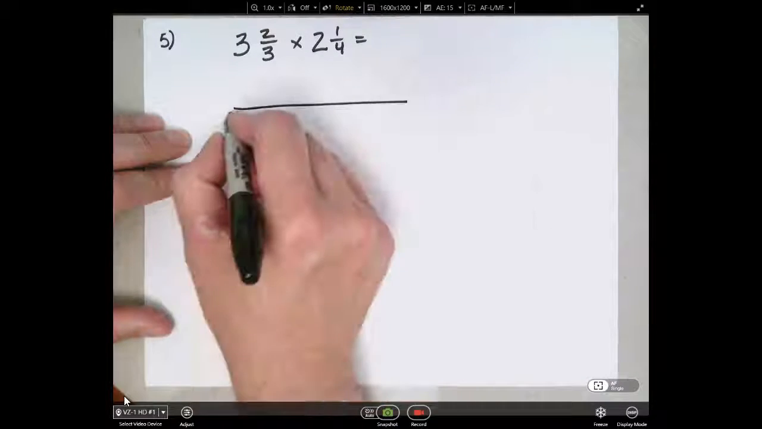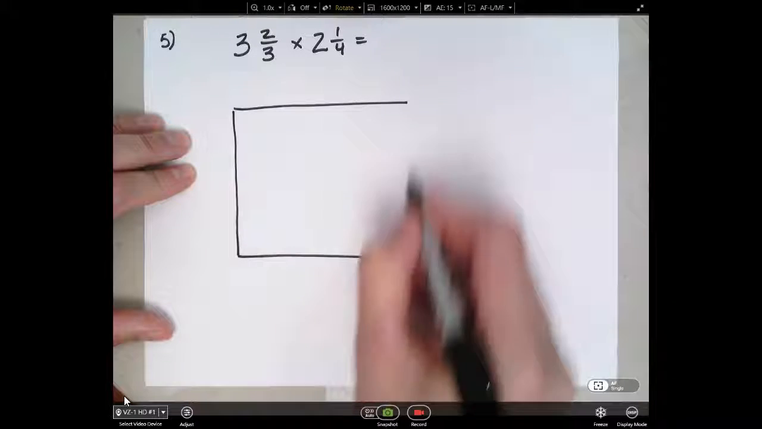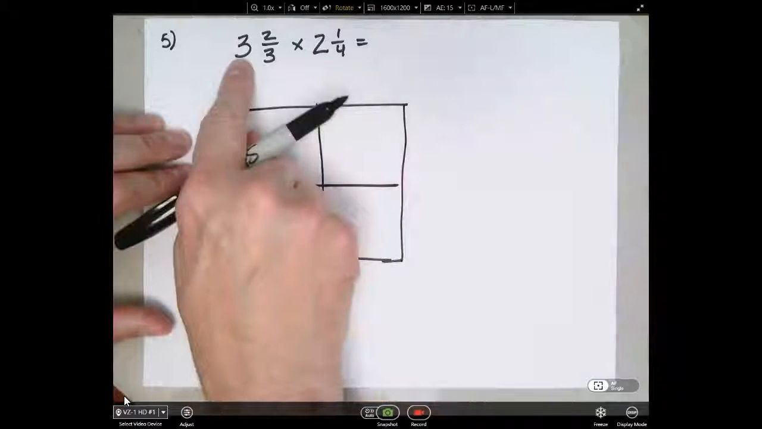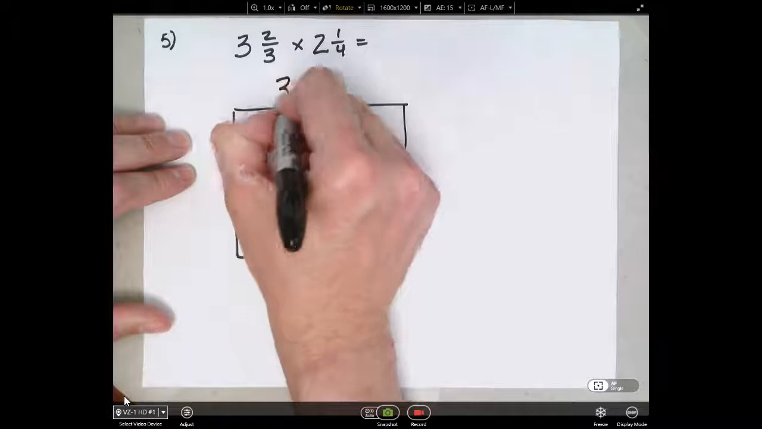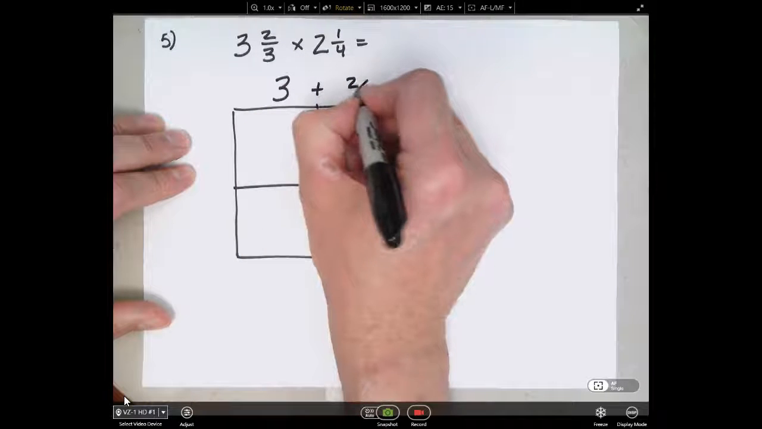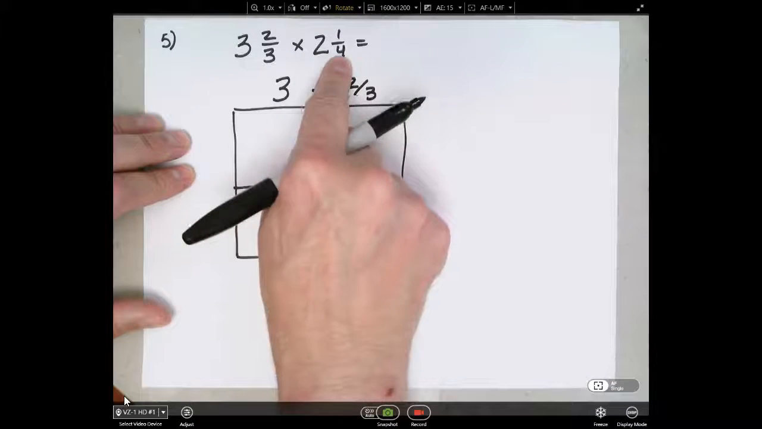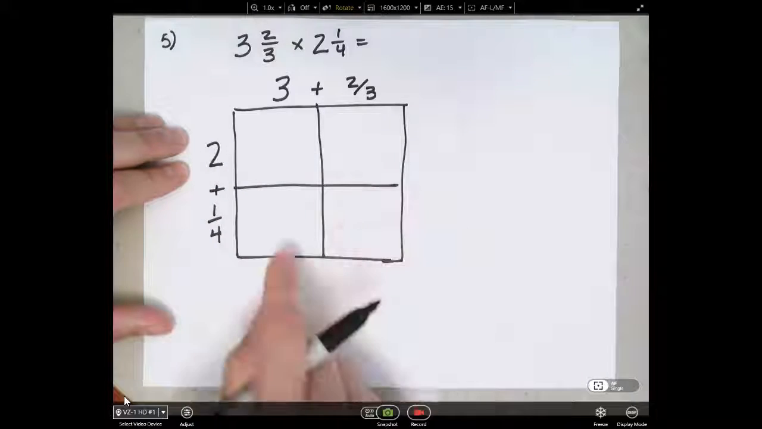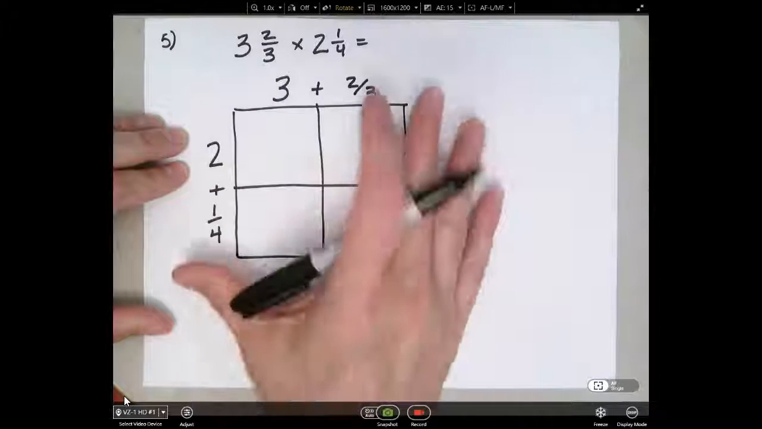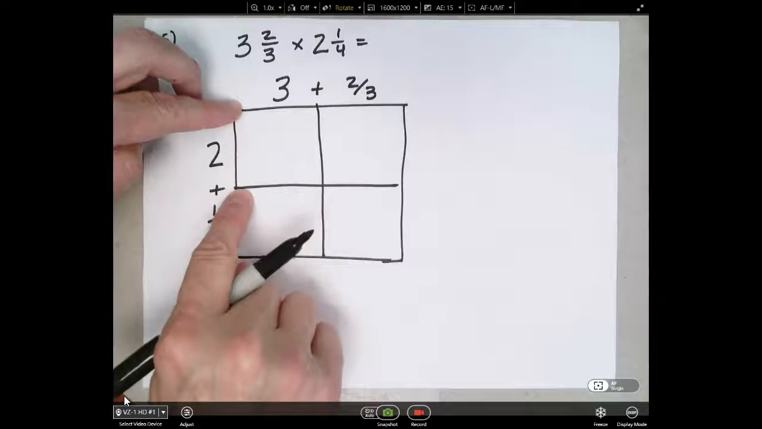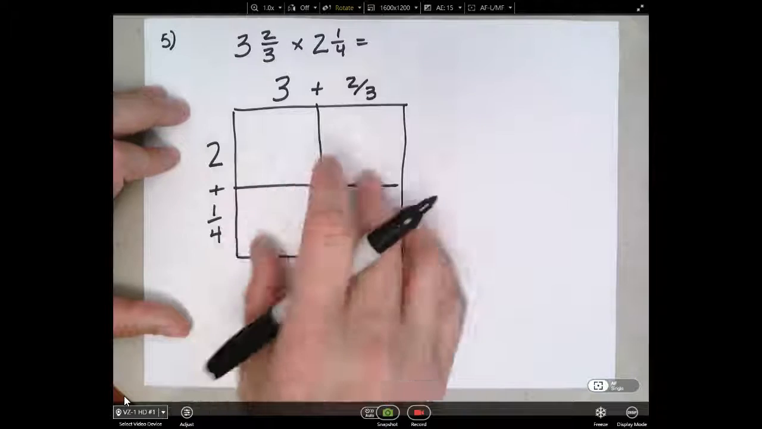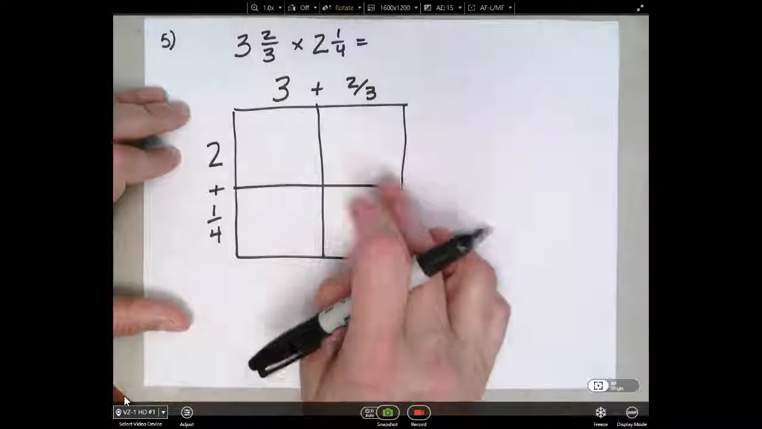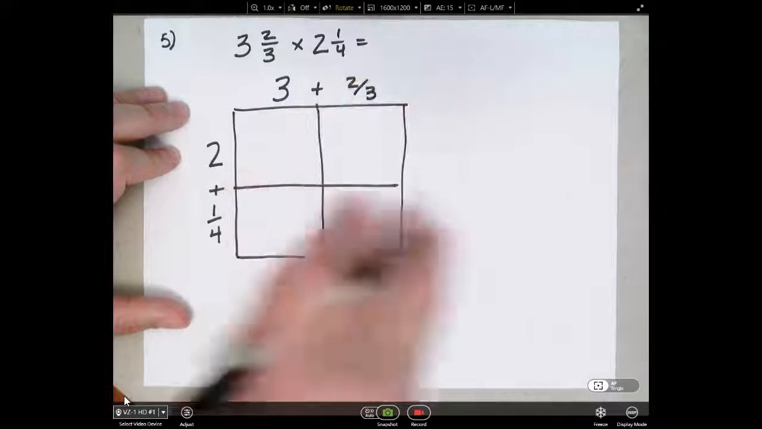Okay, so we've got 2 numbers, and we're going to break them into 2 parts each. So here we have a mixed number of 3 2/3. So that's 3 plus 2/3, and 2 1/4. So that's 2 plus 1/4. Okay, and again, if I were to figure out the area, even though this isn't drawn proportionally, if we can determine the amount of space in each one of those boxes and then add up all 4 boxes, we'll come up with the answer to our problem.